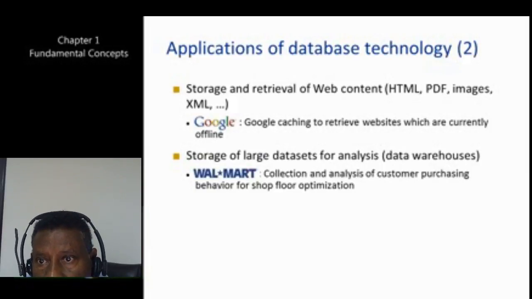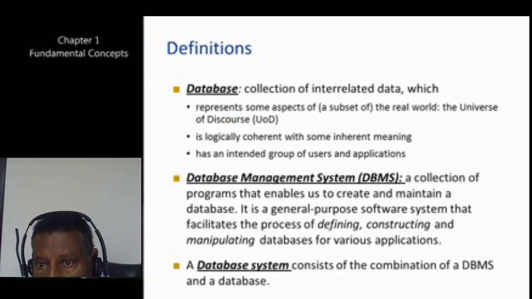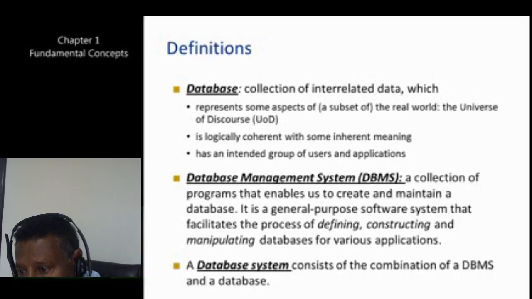Let's look at some definitions now. So a database is a collection of interrelated data. What do we mean with interrelated data? Well, this is data with relationships between the various concepts underlying the data. Think about a university application, for example.